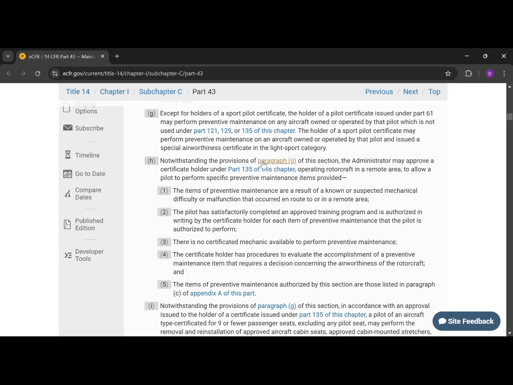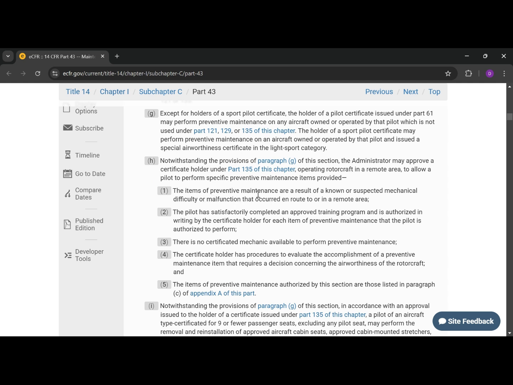Notwithstanding the provisions of paragraph G of this section, the administrator may approve a certificate holder under Part 135 of this chapter operating rotorcraft in a remote area to allow a pilot to perform specific preventative maintenance items provided. So this is for people operating a rotorcraft in a remote area. So they get special rules on preventative maintenance.